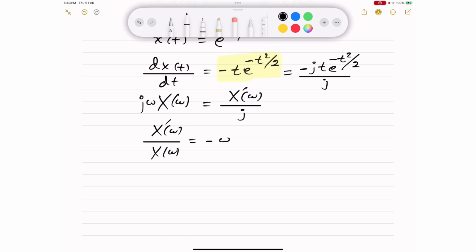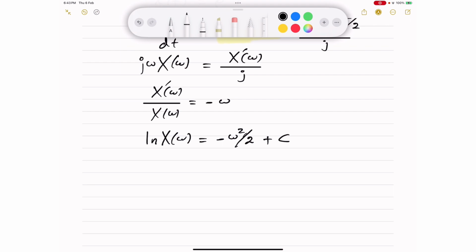Since we have in the denominator X of omega and its derivative in the numerator, we can benefit from that. We can take the integral of both sides with respect to omega, and that's gonna give us the natural logarithm of X of omega. It would give us the integral of minus omega with respect to omega, which is nothing but minus omega squared divided by 2, of course, plus c. And simply to find X of omega, all we need to do is to take the exponential of both sides. So that's going to give us e to negative omega squared divided by 2 plus c, which is equal to e to the power c multiplied by e to the power negative omega squared divided by 2.